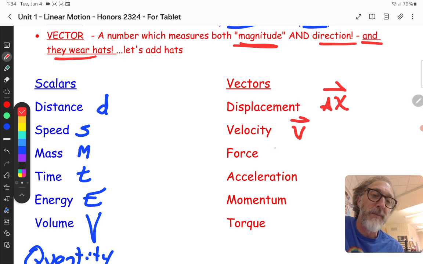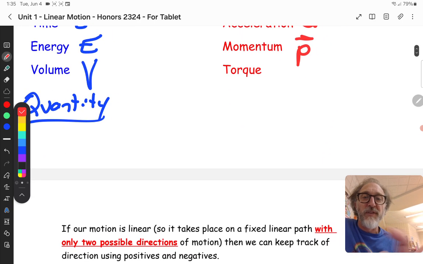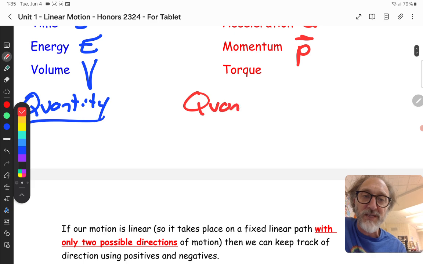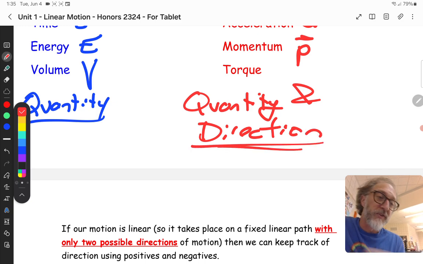Force, we'll learn later on about force. This is a vector quantity, so we put a little arrow over it. Acceleration, vector quantity, little arrow over it. Momentum, symbol for momentum is a lowercase letter p. Put an arrow over it, all right? So all those little arrows over our things tell us that this thing is measuring both quantity and direction.